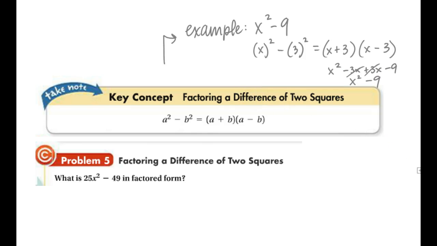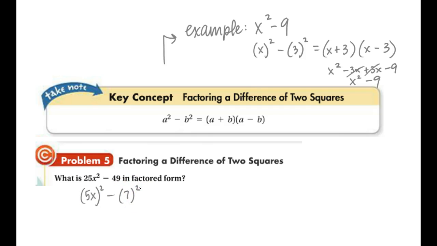So now let's take a look at example 5, which is a slightly more complicated version of the example we just did. So 25x squared minus 49. We need to put this in factored form. I know that this is the difference of two perfect squares because I can see that the first term, 25x squared, can be written as (5x) squared, and the last term, 49, can be written as 7 squared.